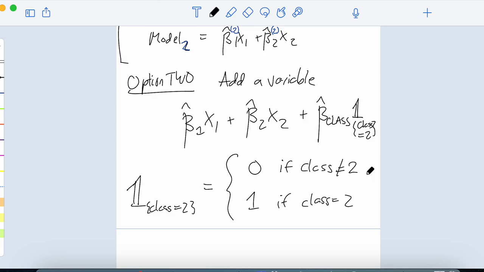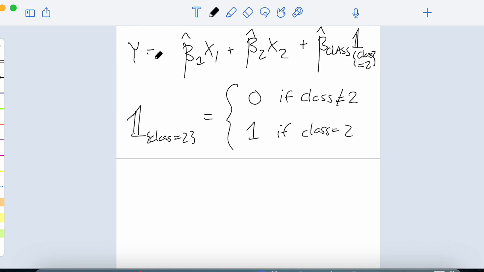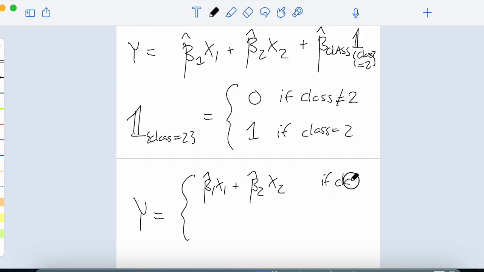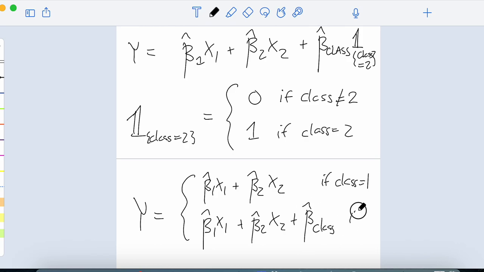So this is what they talked about in the videos of how you convert variables that are discrete to use in your equations for regression, and this is one way to do it. And if you look carefully at what this will do, this is the model. y is the model. Then it turns out that after some simplification, this is beta hat 1 x1 plus beta hat 2 x2 if class equals 1, and the same exact beta hat 1 x1 plus beta hat 2 x2 plus beta hat class if class equals 2. So by including this in this way, we really have a split in our model where it will include an extra term if you're in class 2, and it will not if you're in class 1.